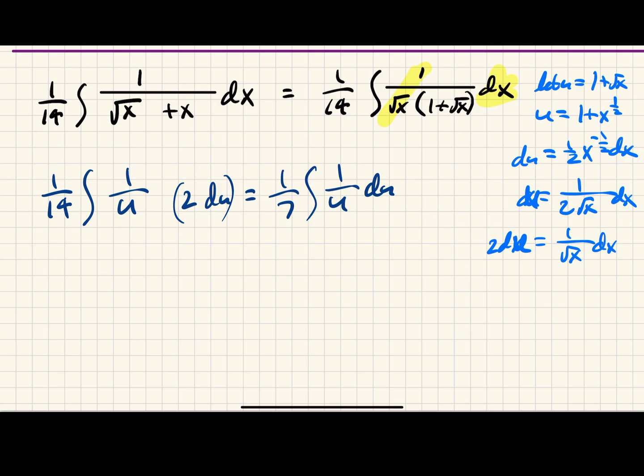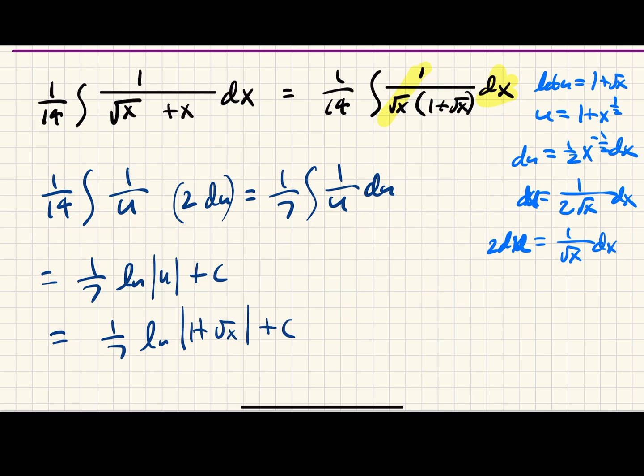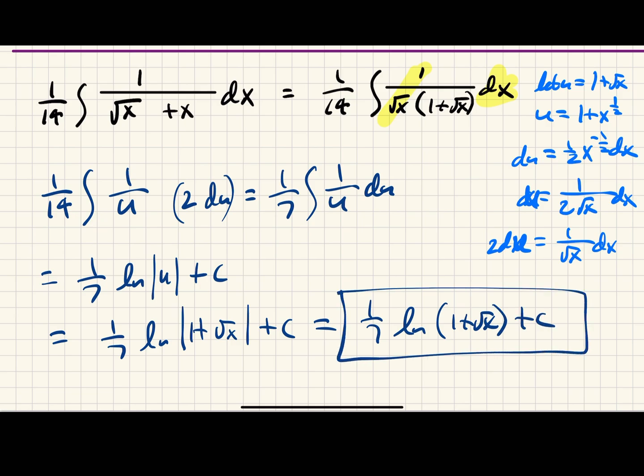But that's natural log, right? So I have 1 over 7, natural log, absolute value, u, and then plus c. So I have 1 over 7, natural log, absolute value, 1 plus square root of x plus c. But do I need the absolute values? Square root of x is positive, 1 is positive. I'm adding two positive numbers together. So I could just write this as 1/7 natural log 1 plus square root of x plus c. Okay, any questions about that?